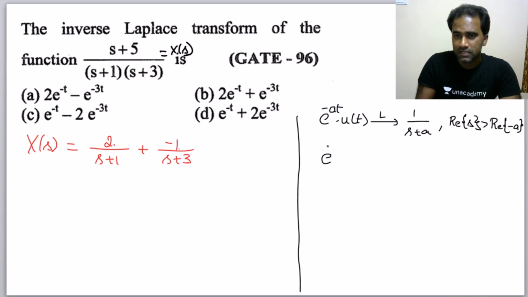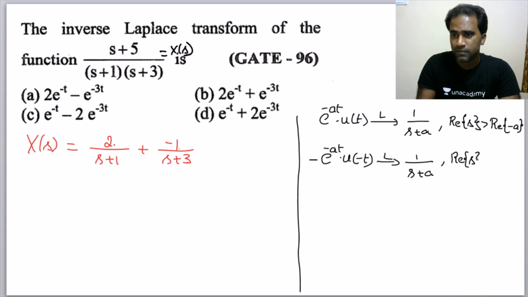Similarly, if it is e power minus at into u of minus t, or else minus u of minus t if you take, the Laplace transform of this signal is also exactly 1 by s plus a. But the ROC here is different. So ROC is real part of s less than real part of minus a. So when anybody asks us to find the inverse Laplace transform of 1 by s plus a, it can be this signal or it can be this signal also.